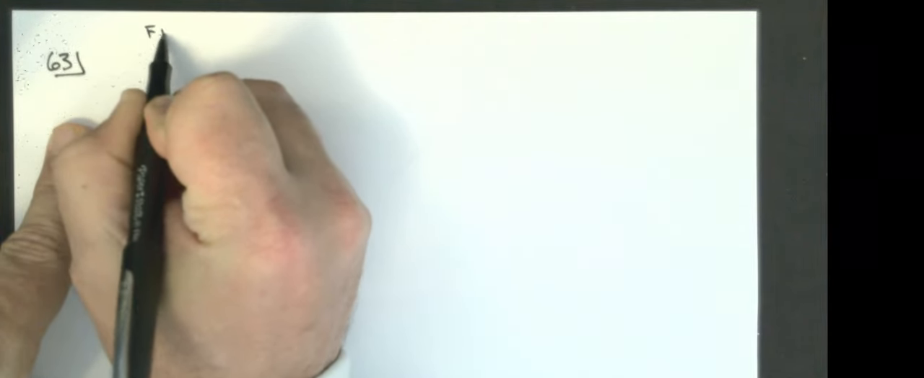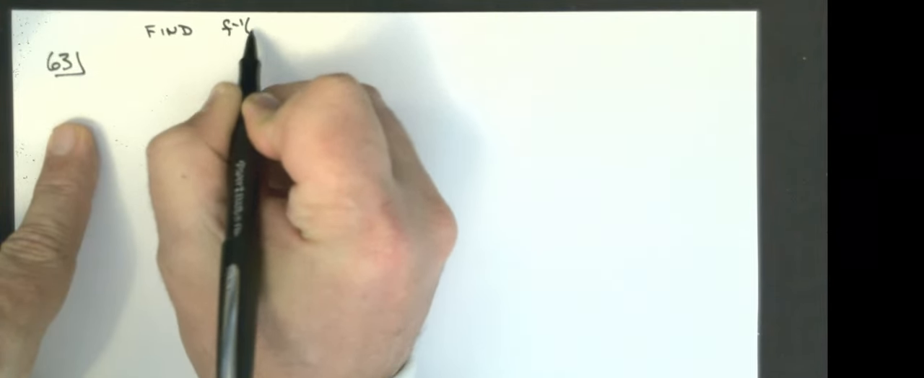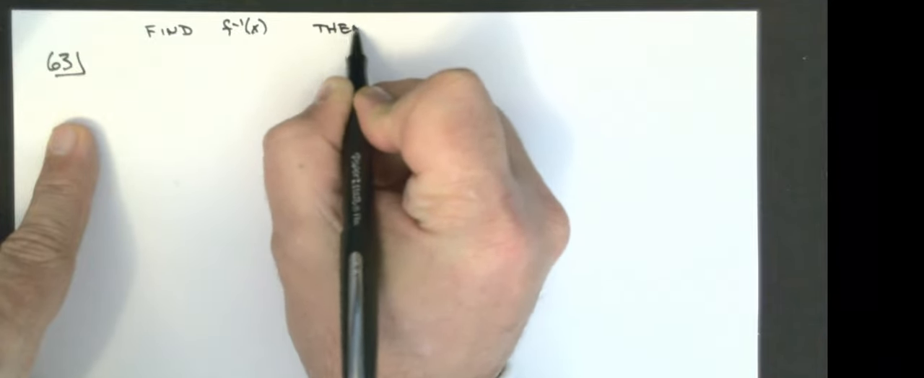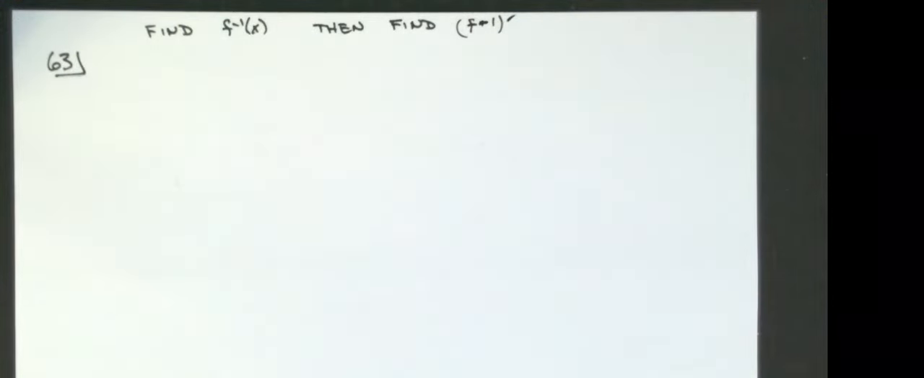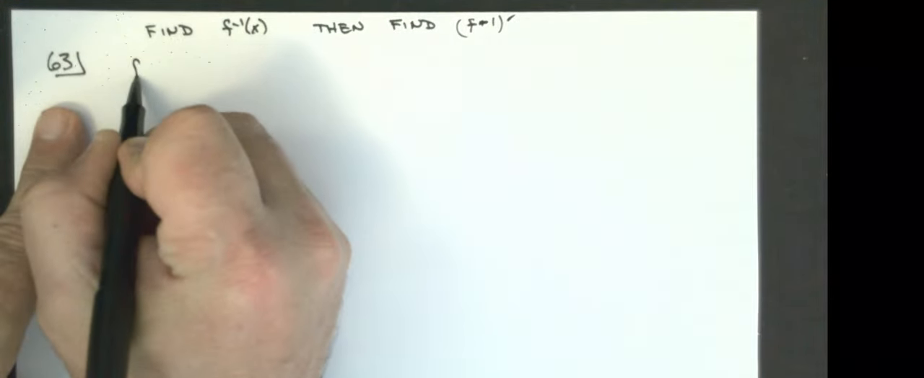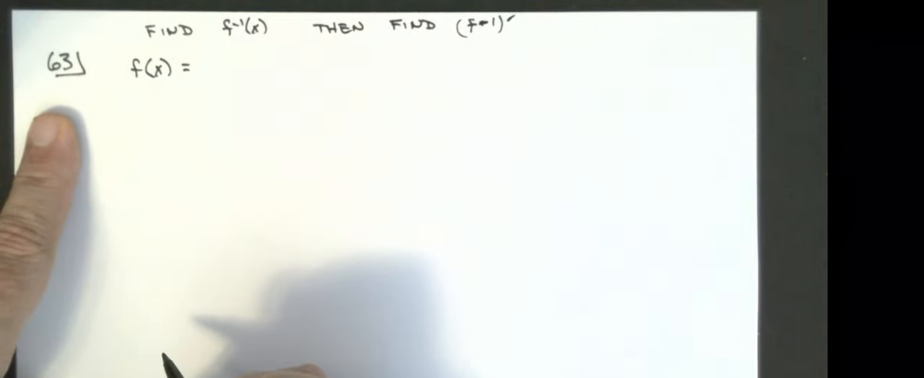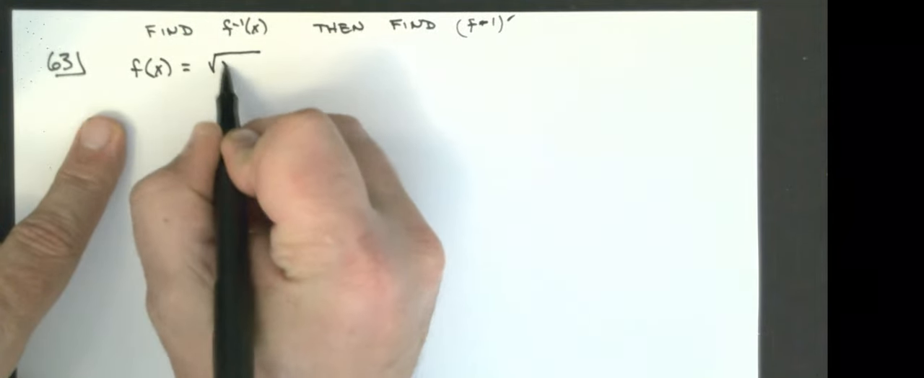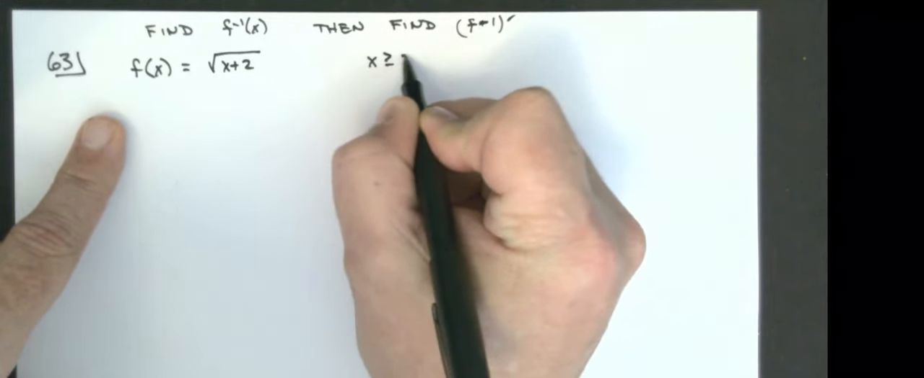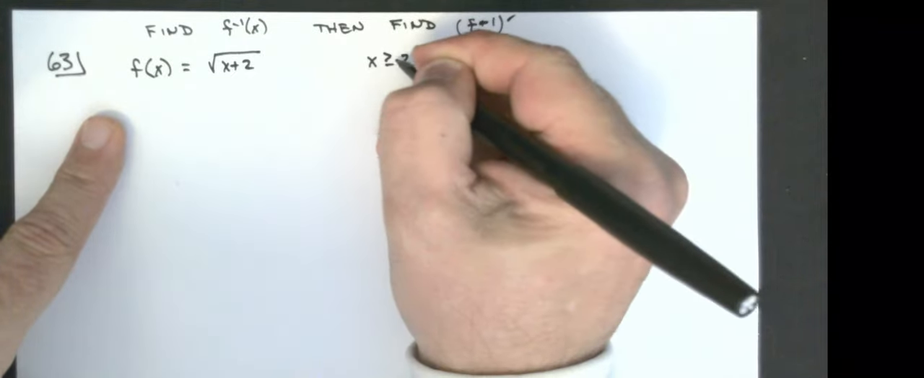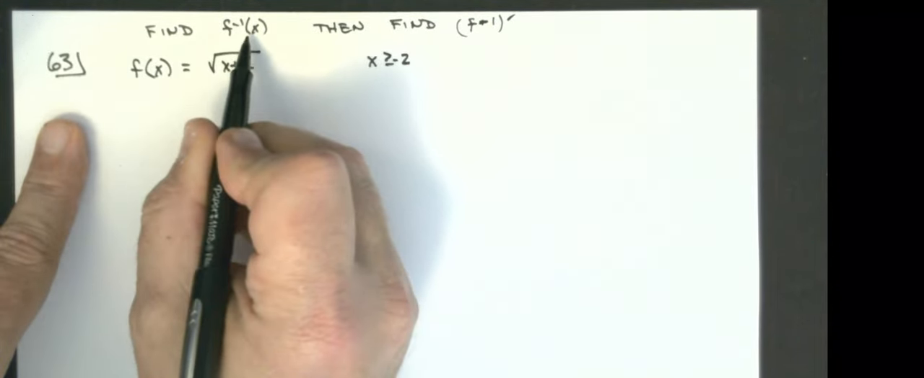So, directions here are find f inverse of x, then find the derivative of that, f inverse prime. So this is the opposite of what we were doing last time. So 63, first thing, I have f of x is the square root of x plus 2, and x has to be greater than or equal to negative 2. So I need to find f inverse of x.